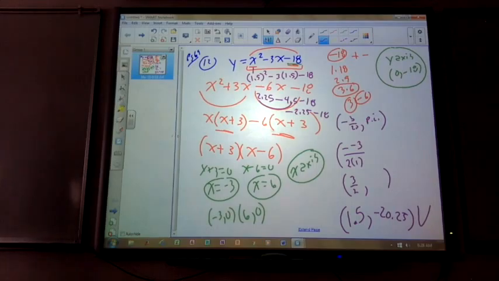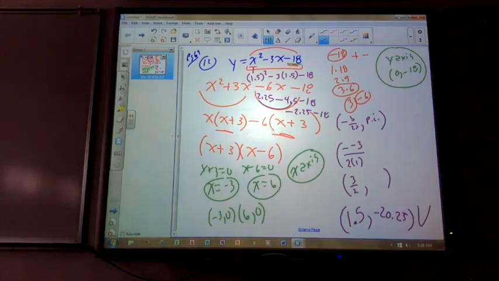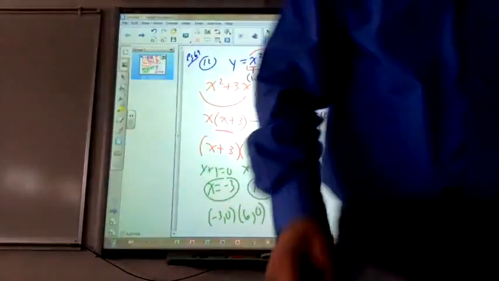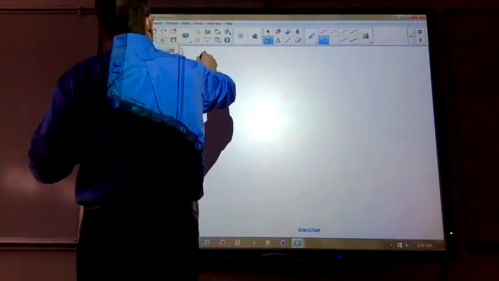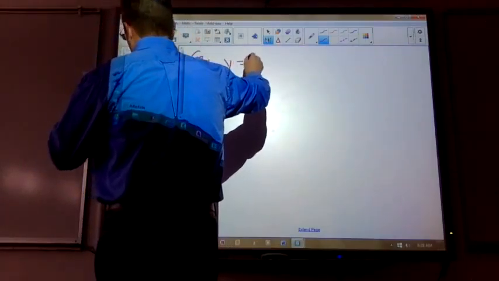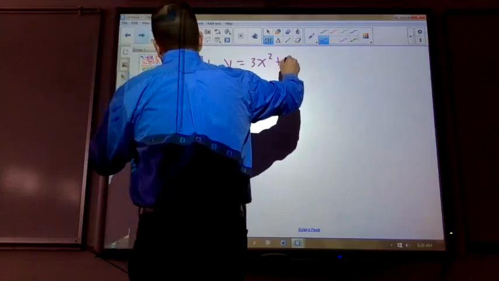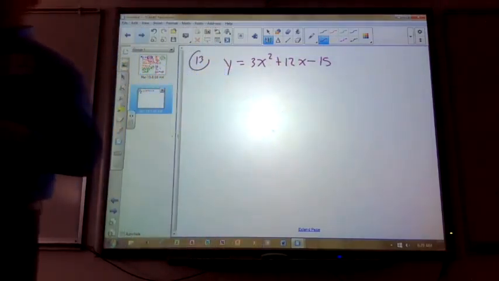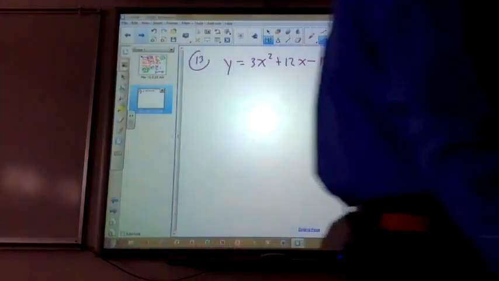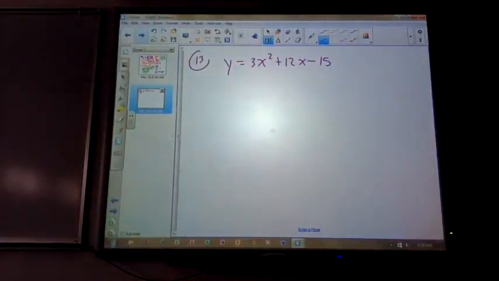We got kind of a lot of information from this problem. Do you like? Are we good? Yeah. All right. So then, number 13. Number 13. All right. We want to put it in factored form. What do we have as our first thing to pull out on this one?